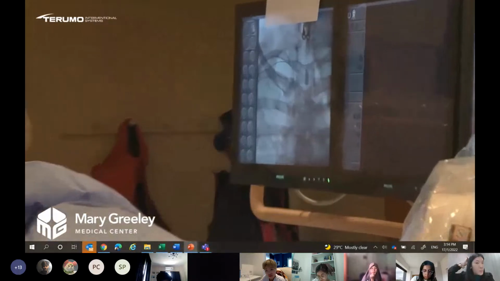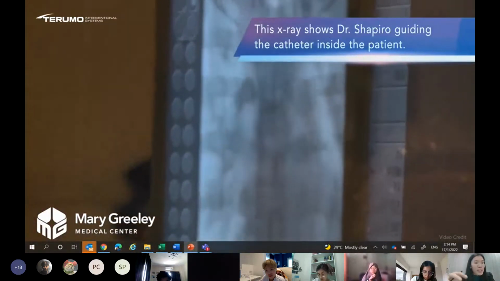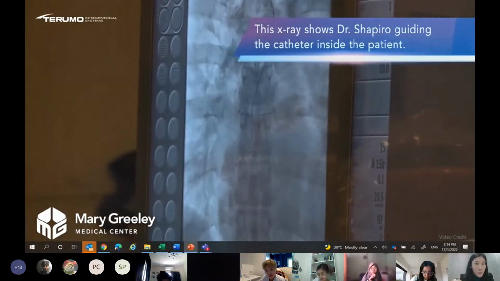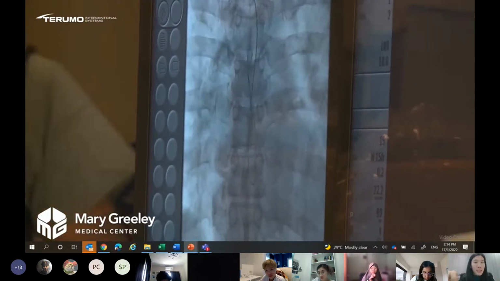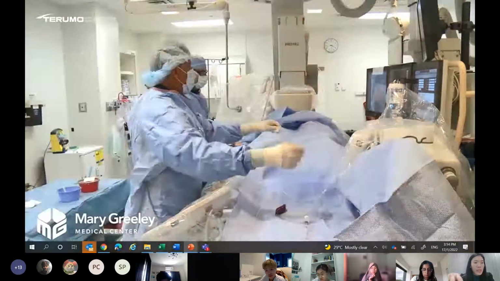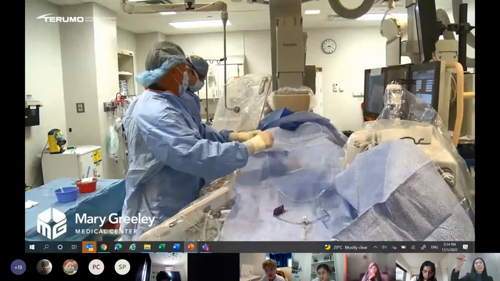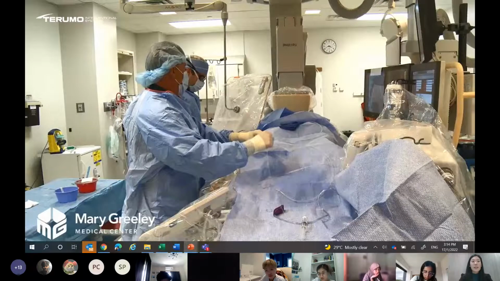Observing under fluoro, you can see the wire in the ascending aorta forming a very, very big loop, right? And then the first operator is also advancing the diagnostic catheter to the ascending aorta. Once the diagnostic catheter is in this ascending aorta, this second operator is going to remove the 035 wire.